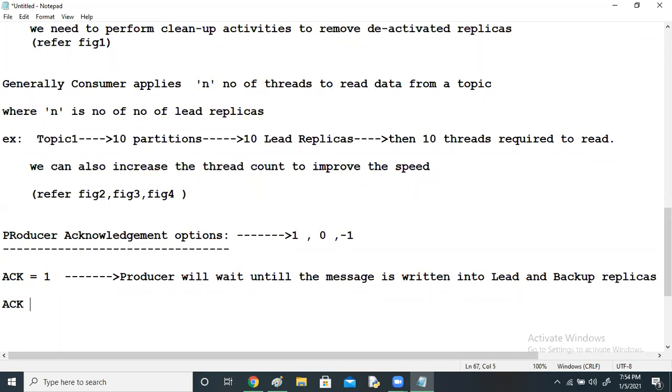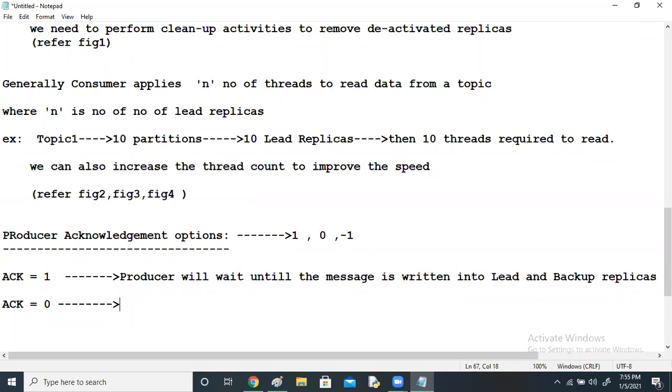The replication is synchronous in nature, so it will write to the lead and make sure it is able to write to all the replicas before it sends an acknowledgement. There are 3 acknowledgements: 1, 0, and -1. Acknowledgement 1 means until it writes into backup replicas, until then it waits.